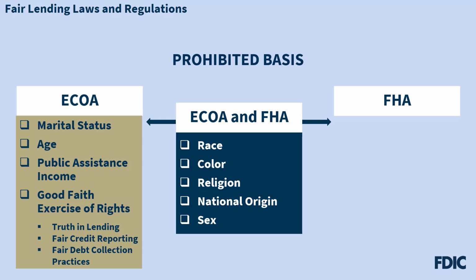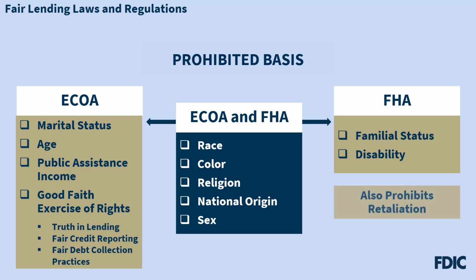Under ECOA, public assistance means any federal, state, or local governmental assistance program that provides an income supplement that is continuing and periodic. The FHA prohibits discrimination based on familial status and disability, which is referred to in the statute as handicap. It also prohibits retaliation against a person who exercises his or her rights under the FHA, or retaliation against a person who helps another person exercise his or her rights under the FHA.